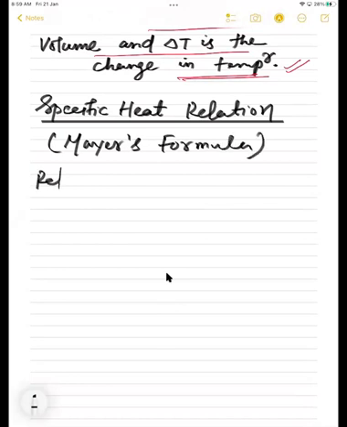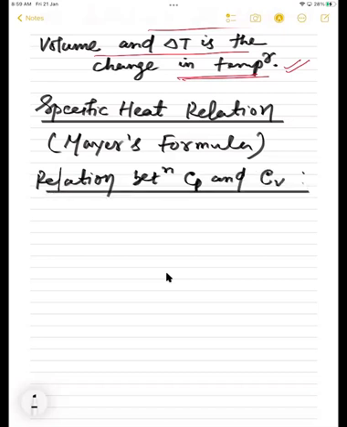The relation between Cp and Cv, molar specific heat at constant volume and molar specific heat at constant pressure. Students, Mayer's formula is considered for 1 mole of ideal gas. Here we want to raise the temperature of the gas by delta T. Students, you know the first law of thermodynamics, what does it state? Delta Q is equal to how much? How much heat you are giving, that partly increases the internal energy and partly goes into doing the work dW.